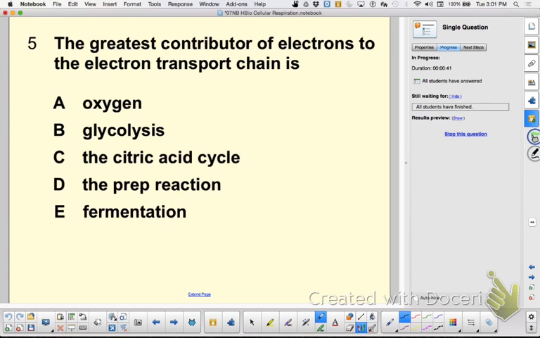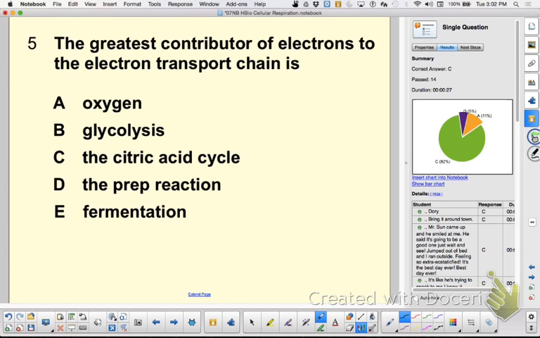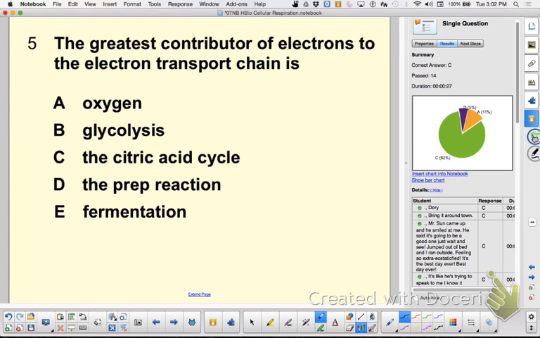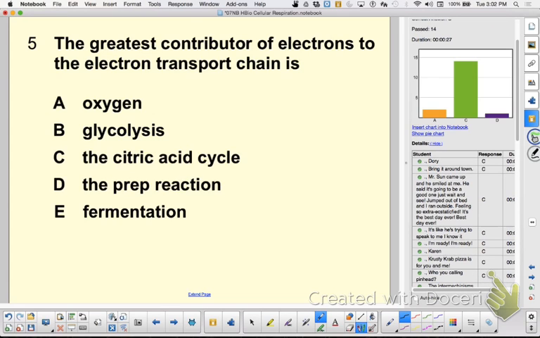Okay, all right, let's talk about it. Okay, good job, Dory, bringing around Mr. Sun. All right, so the question is, the greatest contributor of electrons to the electron transport chain is, and most of you got it, the citric acid cycle. And you would say that because the citric acid cycle will bring 6 NAD reduced and 2 FAD reduced. You follow?